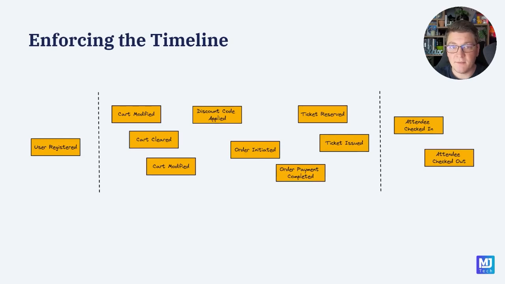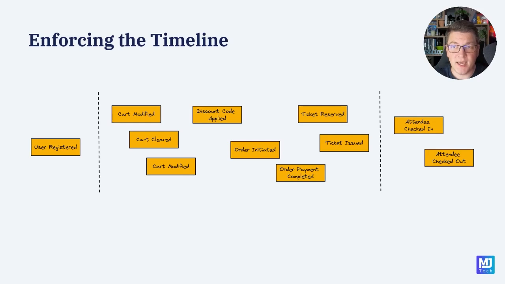And the next step, after we have identified the possible domain events inside of our domain, is to enforce the timeline of how these domain events occur. So we would first have a user registered domain event. Once the user has registered, we could have a cart modified domain event or a cart cleared, and then again a cart modified. We could have a discount code applied event. Finally, after the user applied a discount code, they could initiate the order, which would trigger the order initiated domain event, which is followed by an order payment completed, which is followed by a ticket reserved and a ticket issued.